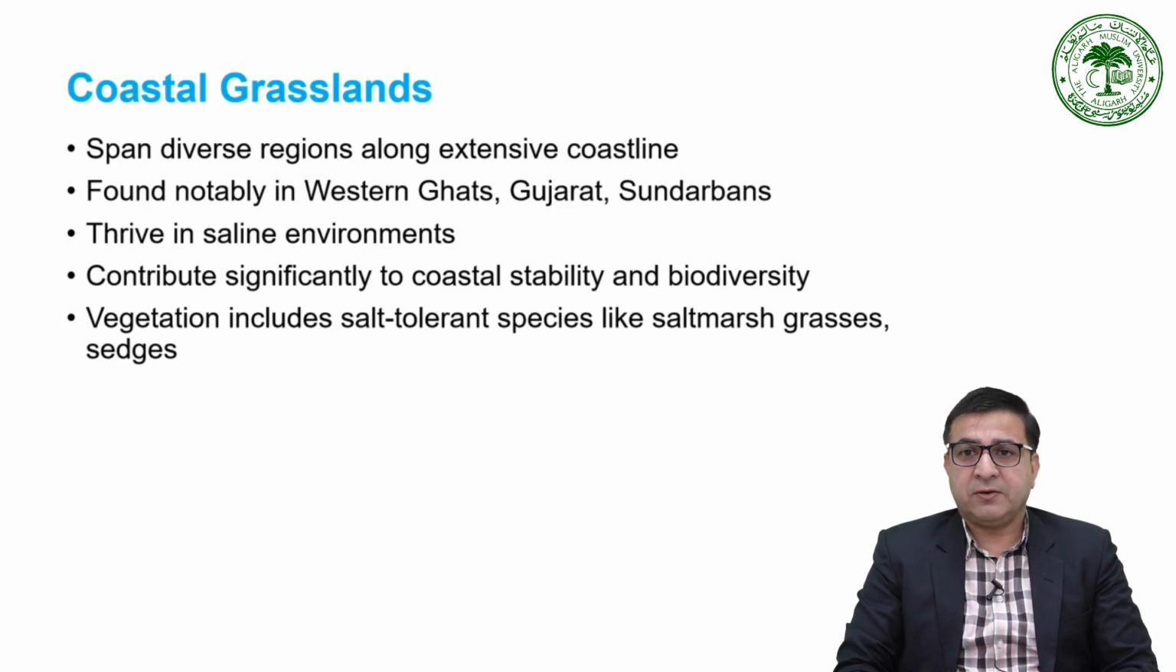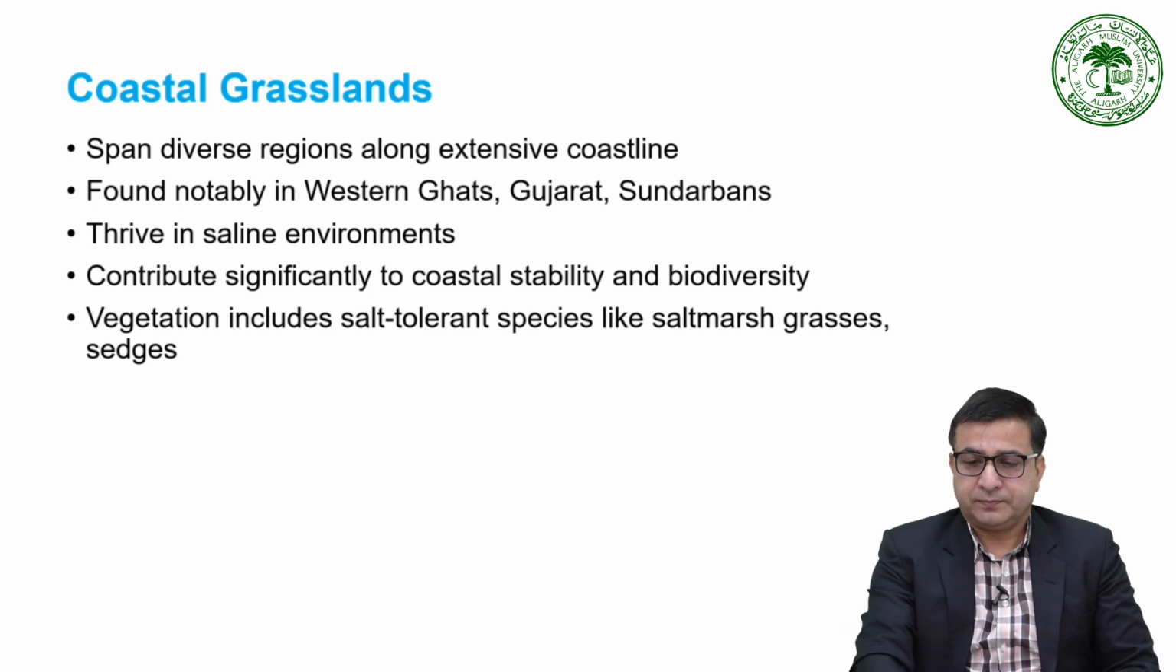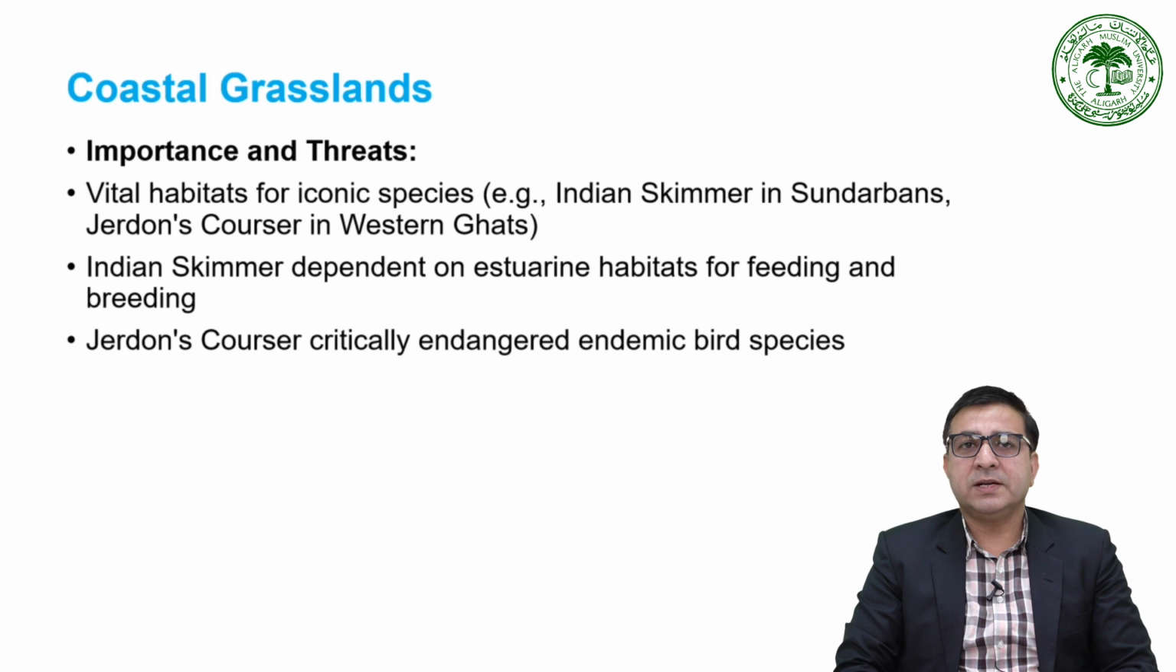Vegetation consists of salt tolerant species like salt marsh grasses and sedges. Coastal grasslands are also vital habitats for iconic species including the Indian skimmer in the Sundarbans, a species dependent on the estuary's habitat for feeding and breeding. Additionally, Western Ghats coastal grasslands harbor the critically endangered Jerdon's courser, an endemic bird species.